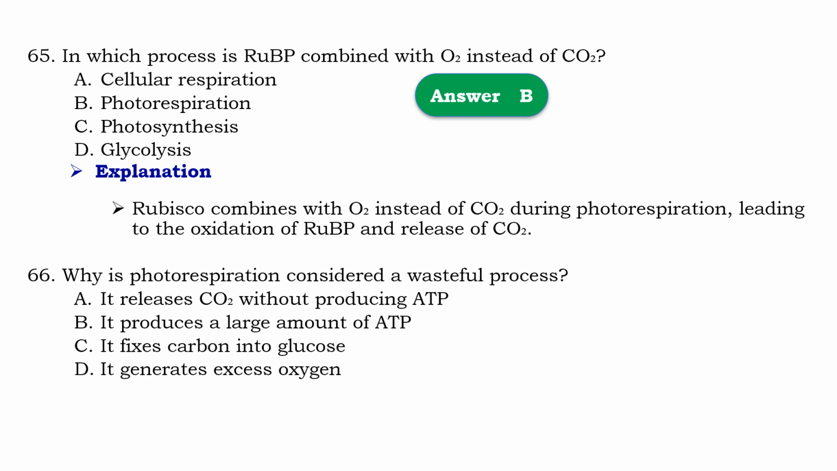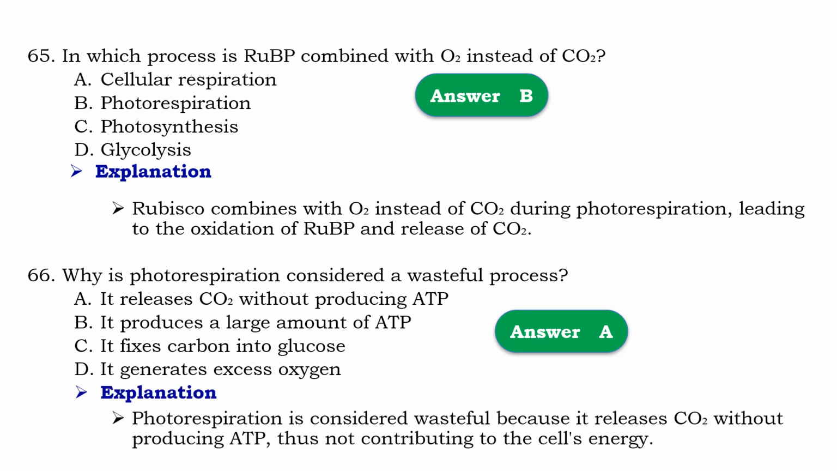Question number 66. Why is photorespiration considered as wasteful process? So that should be A. It releases carbon dioxide without producing ATP. Means that photorespiration is considered as wasteful process because it releases carbon dioxide without producing ATP, thus not contributing cell energy.